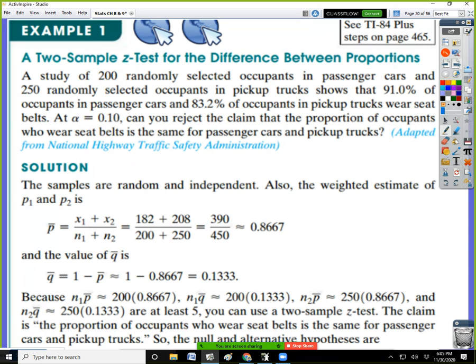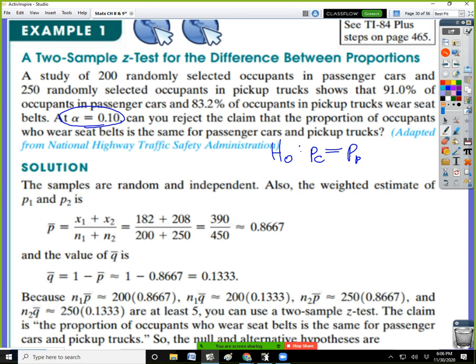So at alpha equals 0.10, we want to figure out, can you reject the claim that the proportion of occupants who wear seatbelts is the same for passengers and pickups? So can you reject the claim that they're equal? Remember, H0 says that seatbelts for cars equals seatbelts for pickups, PC and PP.